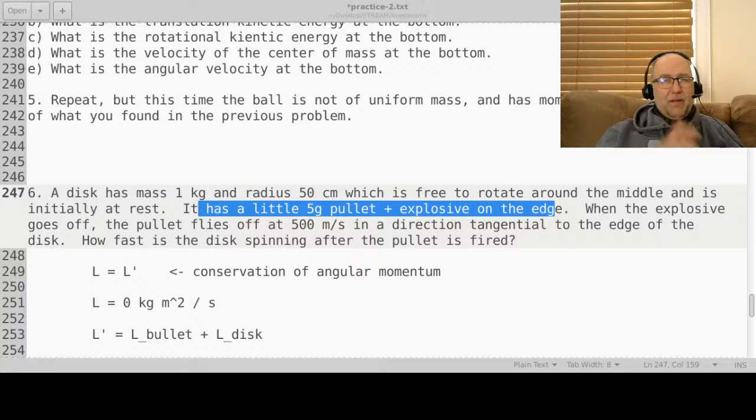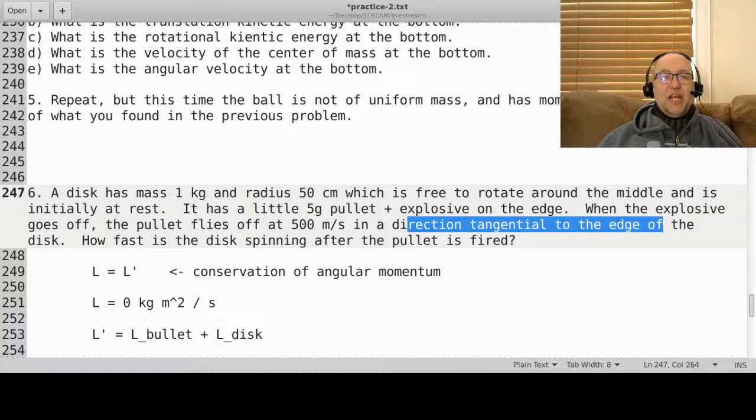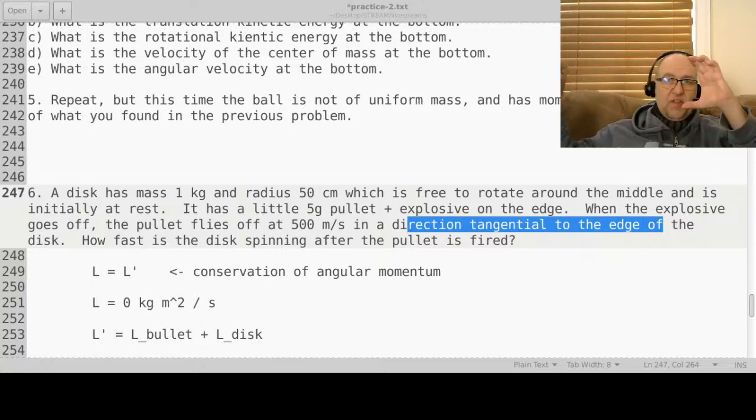Not a lot of explosives, because this is a pretty small 5-gram bullet. And when it goes off, it fires the bullet at 500 meters per second, in a direction which is tangential to the edge. So I'll draw it. Basically you've got an edge and the bullet just flies off the edge. So how fast is the disk spinning after the bullet is fired? Remember, it's initially at rest, and after the bullet is fired, the disk is going to spin.